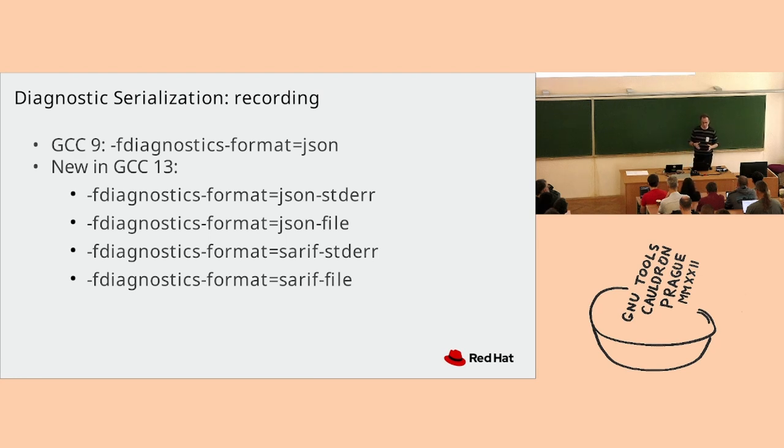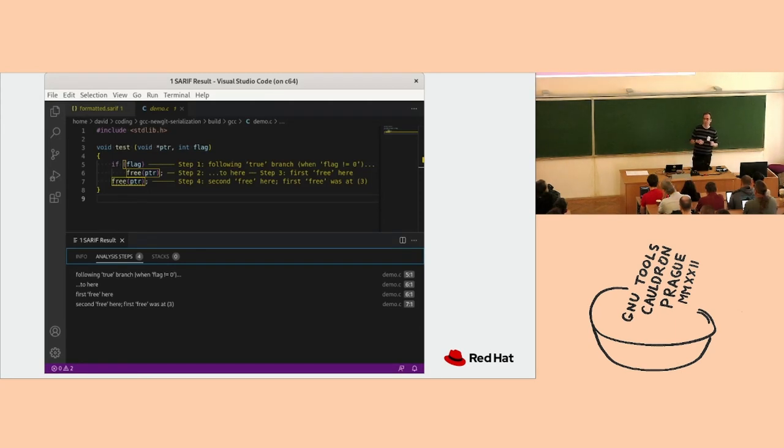And so I've added -fdiagnostics-format=sarif-stderr and sarif-file, similar to the JSON options. And here is where I show you a screenshot of Visual Studio Code, in fact, which, as I understand, is the open source version of Visual Studio. This is showing a double free bug. Visual Studio Code has a SARIF extension, a sort of mode for viewing SARIF files.